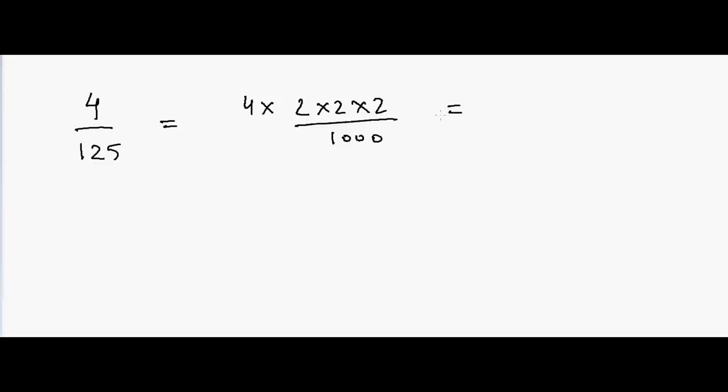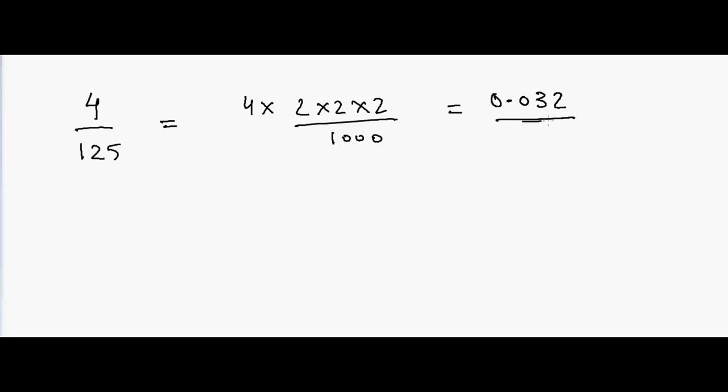Another example will be to divide by 125. If I have 4 and I want to divide by 125, how will I do that? In that case, that will be equal to 4 into 2 into 2 into 2 divided by 1000. So 4 into 8 is 32. So we have 32, and we put a 0 here.